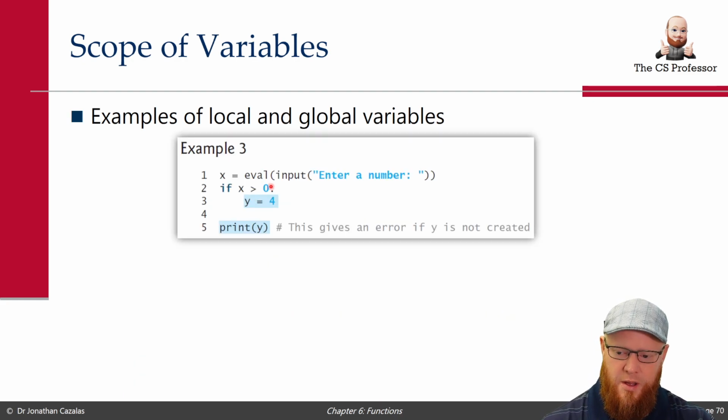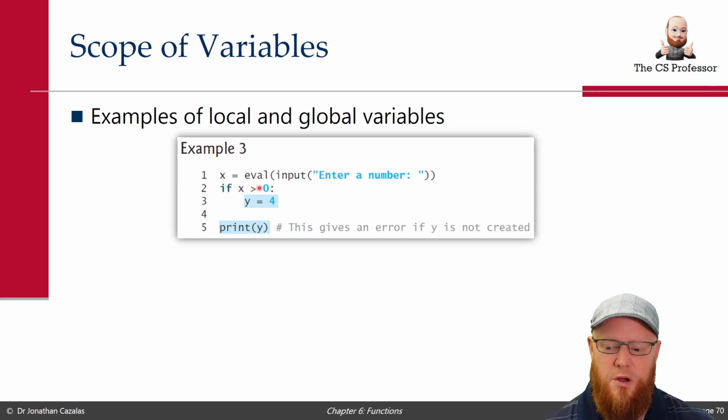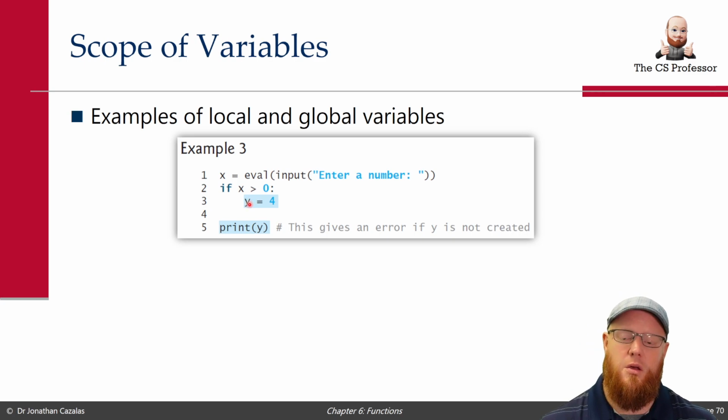Another example. Here, on line 1, I have this global variable x. We don't have any functions here. We say eval input, enter a number. The user enters a number. If that number the user entered is greater than 0, on line 3, we create a new variable y and we set it equal to 4.